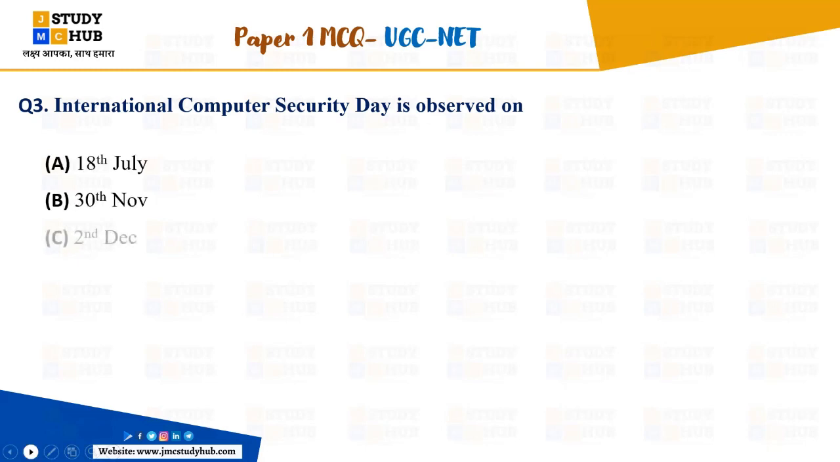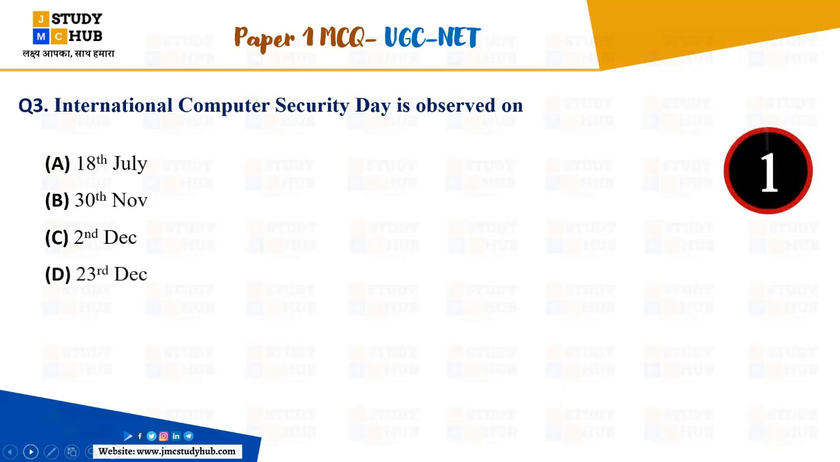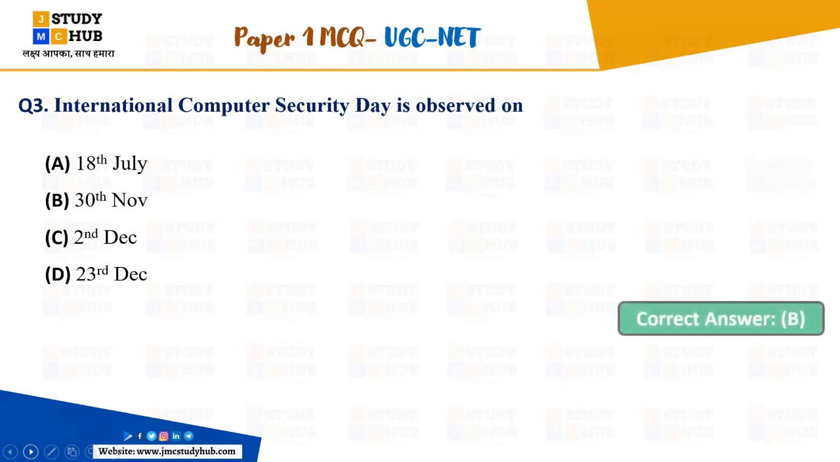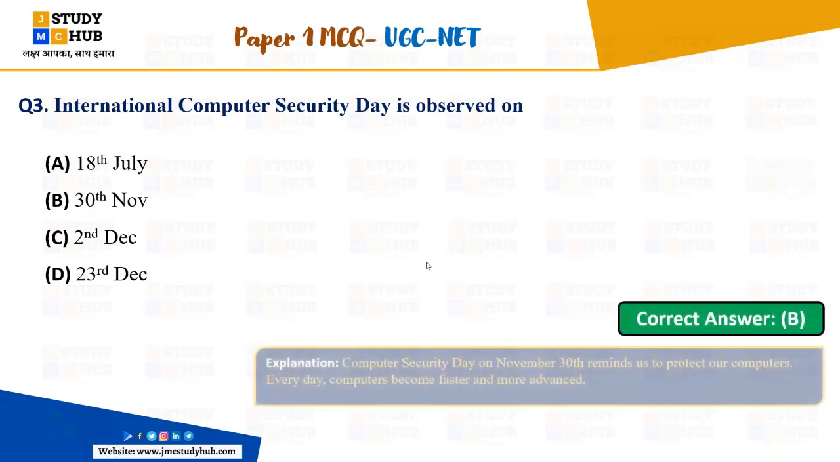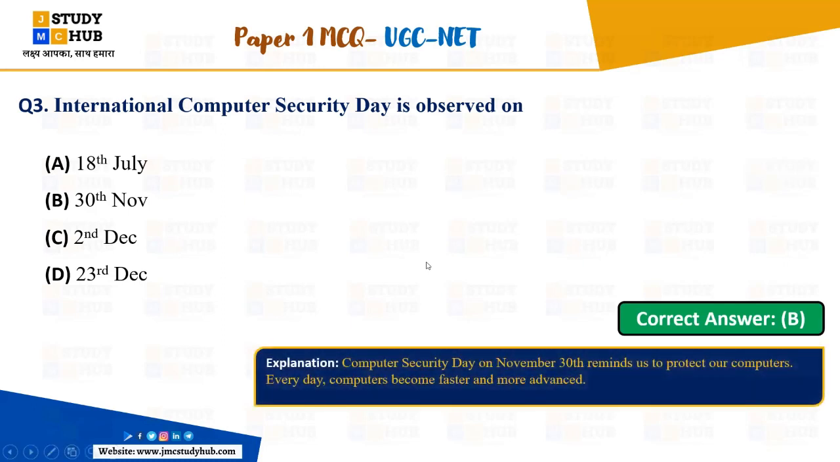18th of July, 13th of November, 2nd of December, 23rd of December. Everybody answer, please. What is the correct answer here? Means after seeing the options you remember, right? Okay. International Computer Security Day is observed on. Everybody, quickly tell what the right answer here is. Yes. What happened?